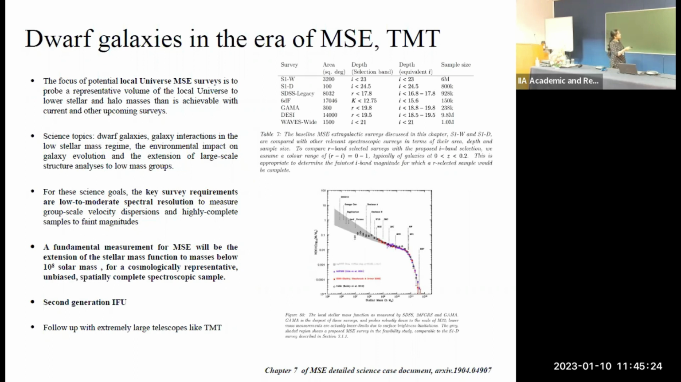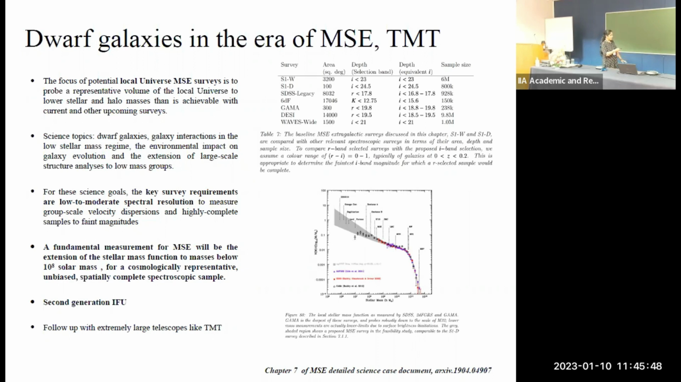And these are the parameters if you compare with the SDSS, which is up to r less than 17.8. The MSc surveys are aiming for I band around 23 to 24.5, which will cover most of the local universe dwarf galaxies less than 10 to the power of 8 solar mass. And you can have follow-up observations with extremely large telescopes like TMT.